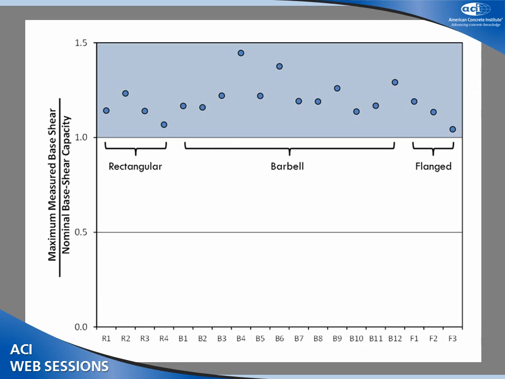And so if you look at this variety of 19 different walls that were tested at PCA, you find that in all cases under cyclic loading, the walls were able to resist forces that were higher than the nominal capacity defined in the code. So there was no issue found with strength being too low in any of these walls.